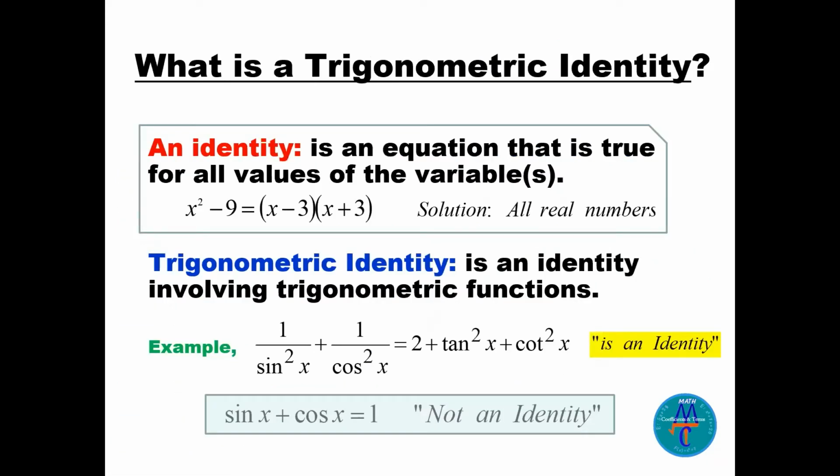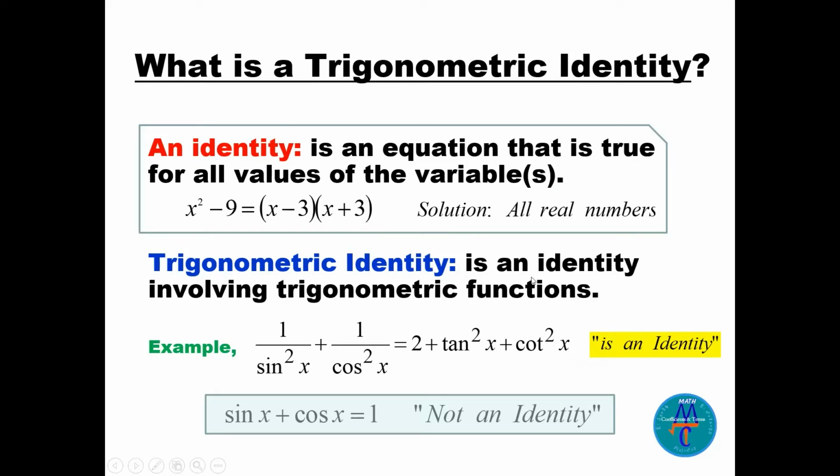What is a trigonometric identity? The word identity is an equation that is always true for all values of the variables. Like we have in algebra, we have seen x squared minus 9. You can write it as x minus 3 times x plus 3. So the solution here is all real numbers. So we can call this an identity.